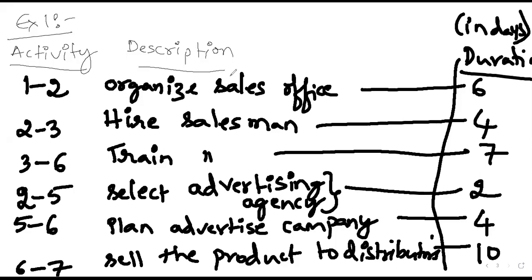So here basically what is being done is two different things are being considered. Once the sales office is set up, two different activities happen simultaneously. One is hiring salesmen and training them, and another is selecting the advertising agencies and planning to advertise the company products. Correct. So these are the two aspects.